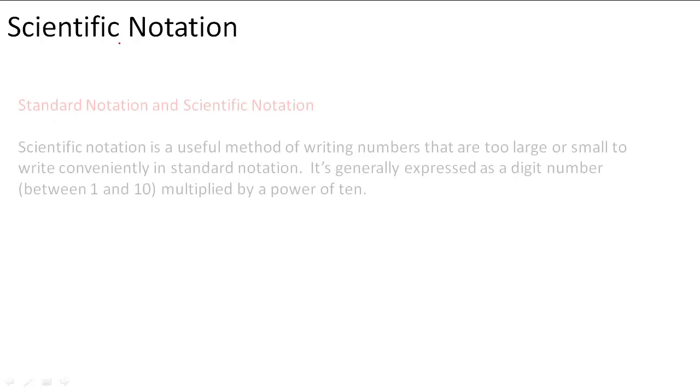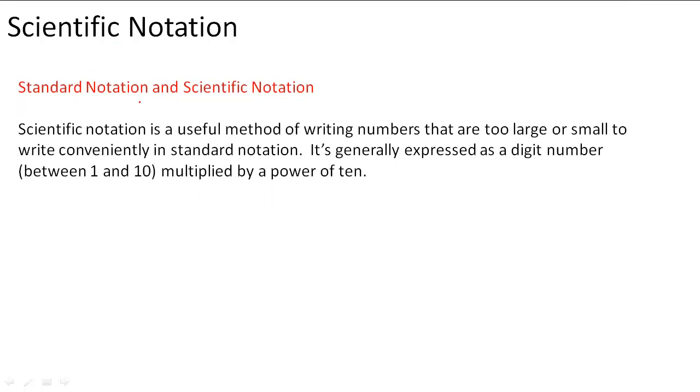Scientific notation. So there are two ways to write numbers. There's standard notation and what we call scientific notation. Standard notation, you're used to it. If I write a number like 100, 200, 300, 2, 4, 5, 6, all these are called standard notation.